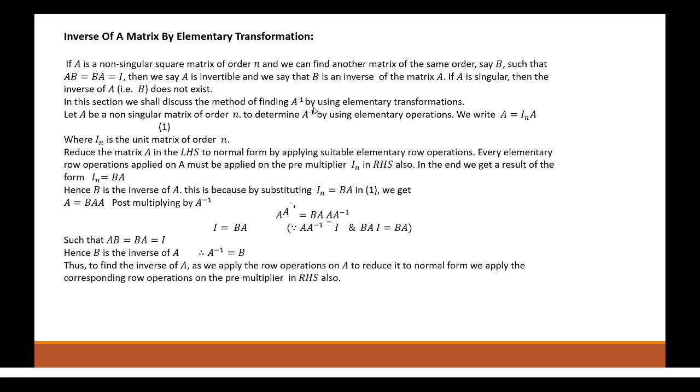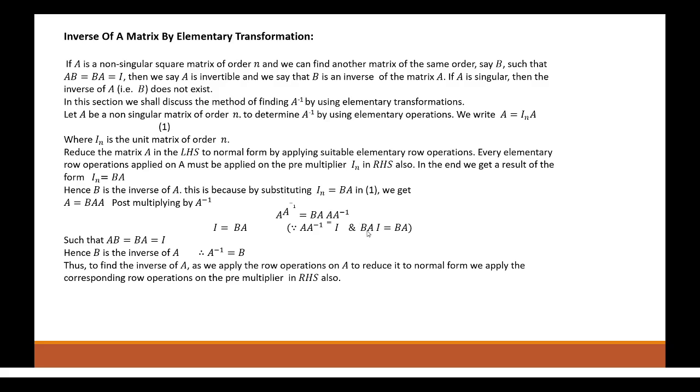Next we look at finding A inverse by using elementary transformation. Let A be a non-singular matrix of order n. To determine A inverse by using elementary operations, we write the matrix A is equal to In A. Here I is the identity matrix and A is the given non-singular square matrix. For this, multiply A inverse on both sides, taking In is equal to BA. Then the above equation becomes A inverse is equal to BA A inverse.